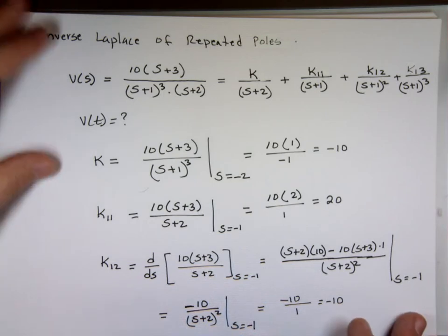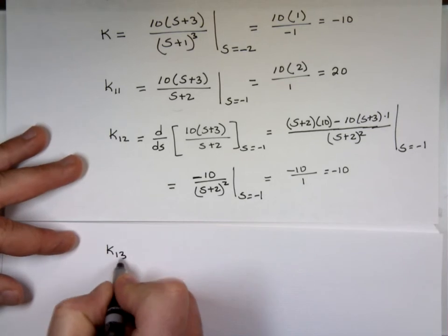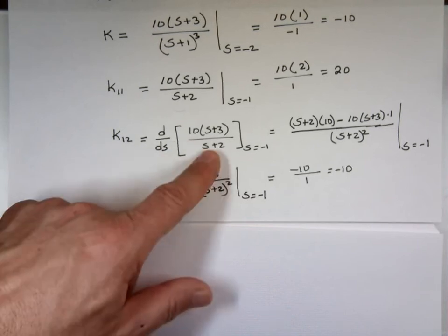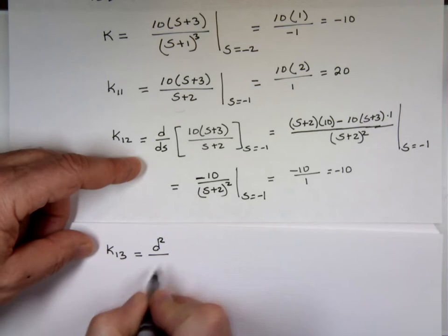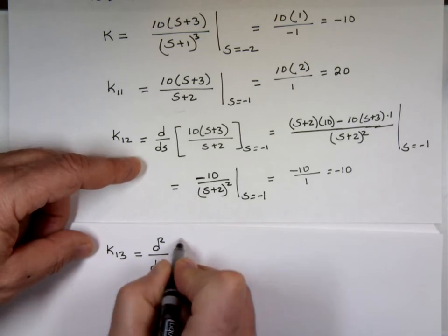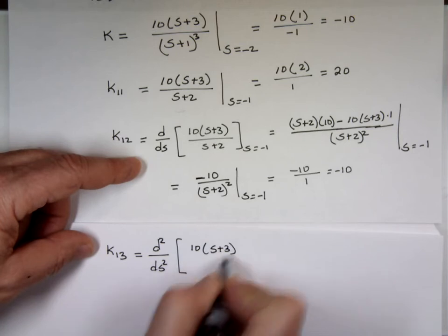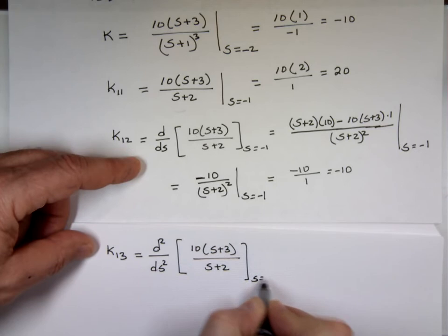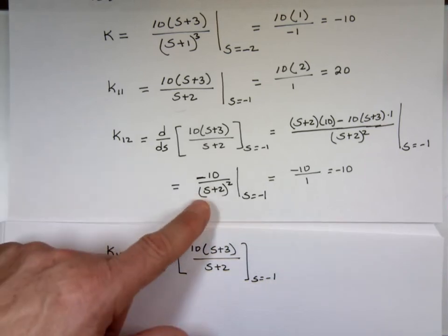And now let's do the K13. K12 was the derivative. Guess what K13 is? The second derivative, which happens to be the derivative of this first derivative, right? It's the derivative of this.